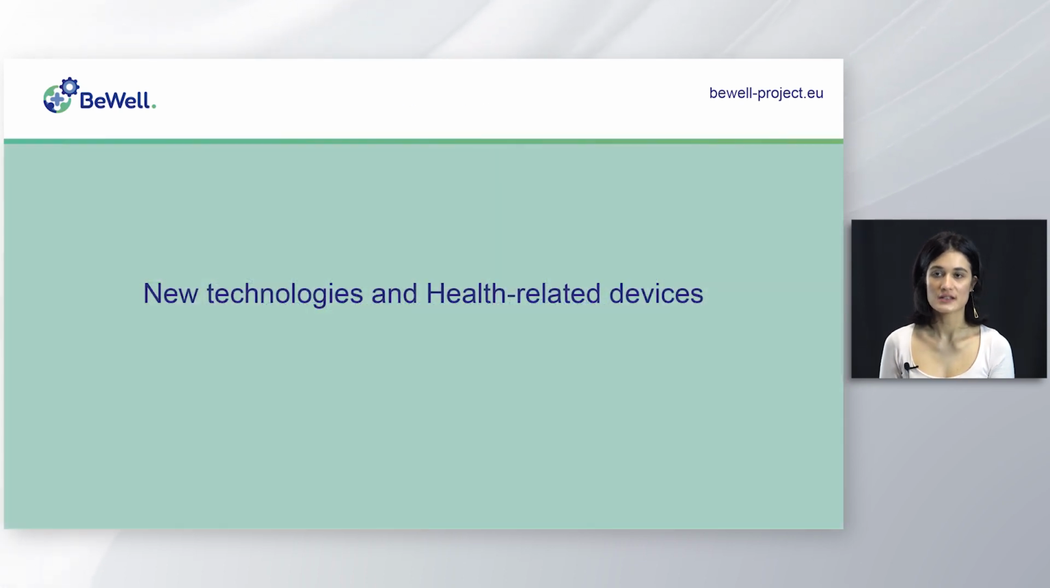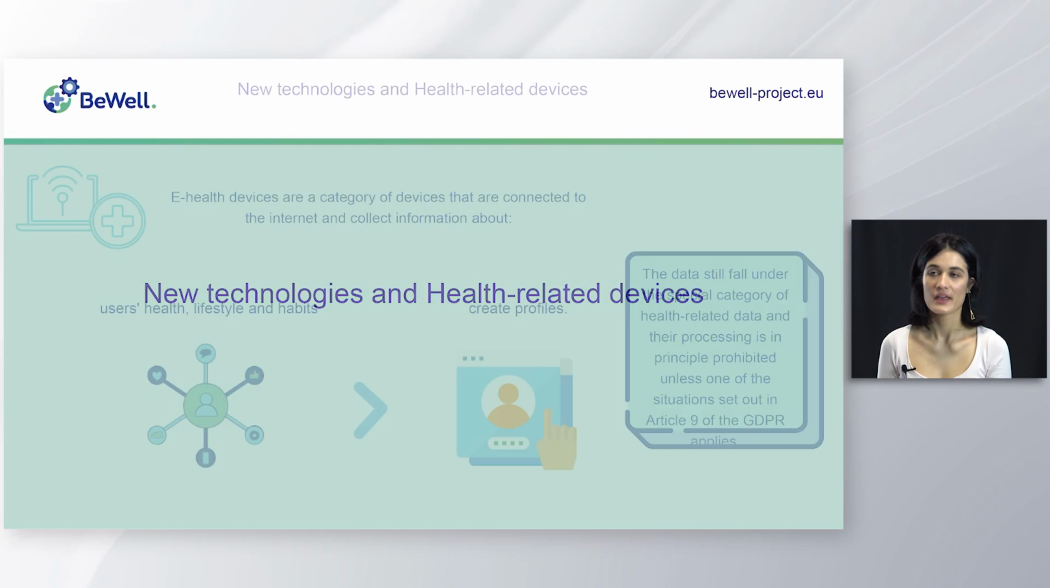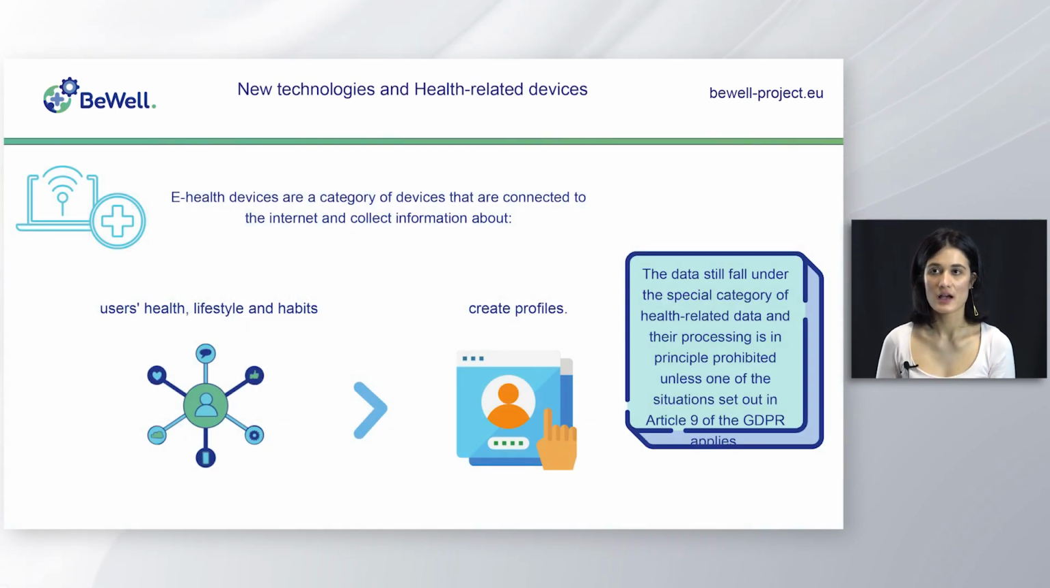New technologies and health-related devices. E-health devices are a category of devices that are connected to the Internet. These devices collect information about the user's health, lifestyle and habits, process it, and create profiles. In these cases, the data still fall under the special category of health-related data and their processing is in principle prohibited unless one of the situations set out in Article 9 of the GDPR applies.